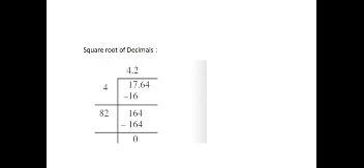Divide the number and get the remainder. Double the divisor and enter it with a blank on its right. And do this process until we get the remainder 0.